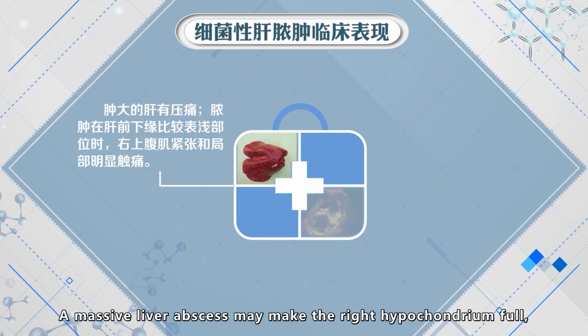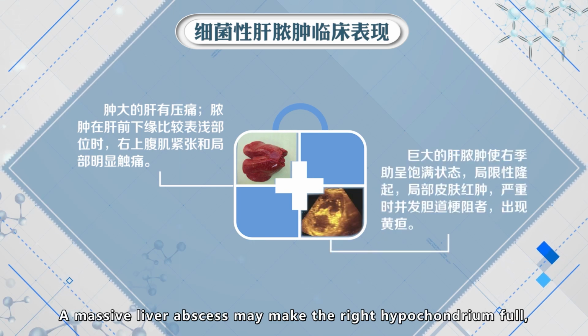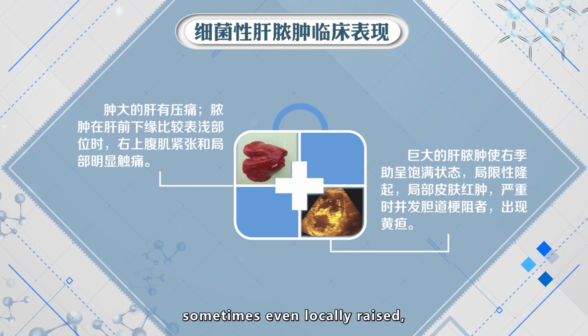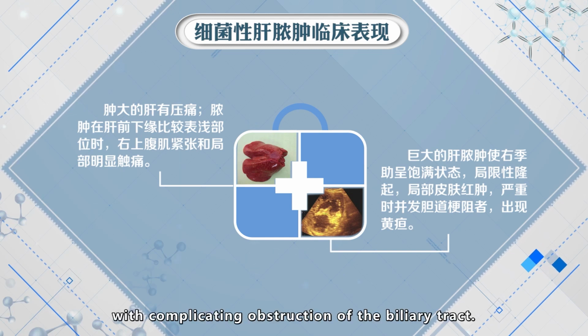A massive liver abscess may make the right hypochondrium full, sometimes even locally raised, and the local skin may be red and swollen. Jaundice may occur in a serious case with complicating obstruction of the biliary tract.